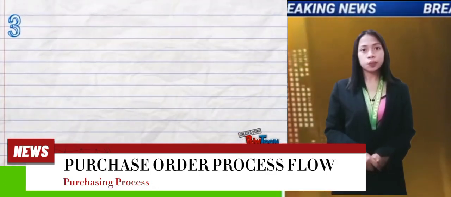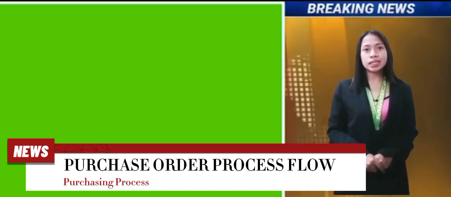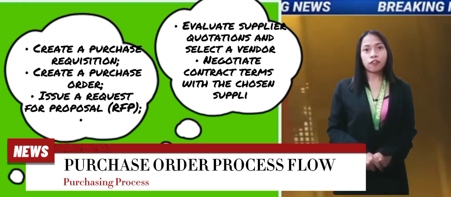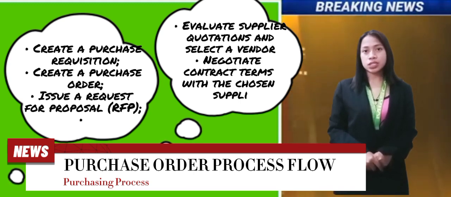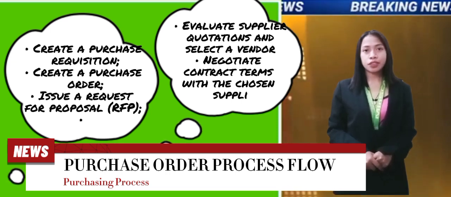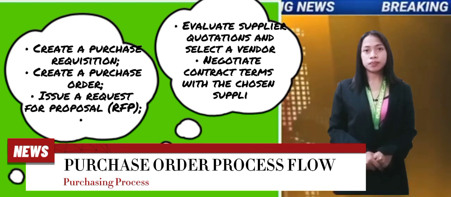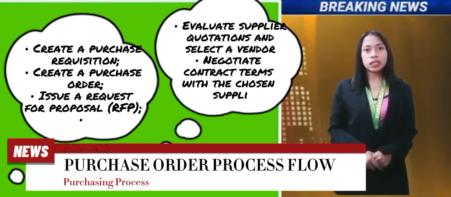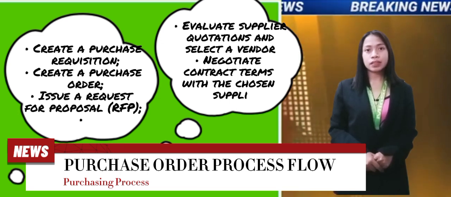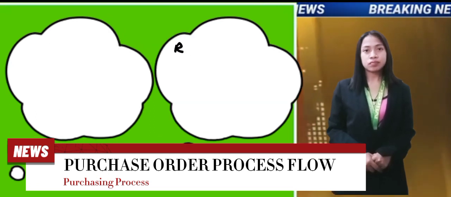Purchase order process flow. Let's look closely at the purchase order process flow and some of the exact steps a company must take to process a PO and buy necessary products. First, create a purchase requisition. Second, create a purchase order. Third, issue a request for proposal, or RFP. Fourth, evaluate suppliers' quotations and select a vendor. Fifth, negotiate contract terms with the chosen supplier.